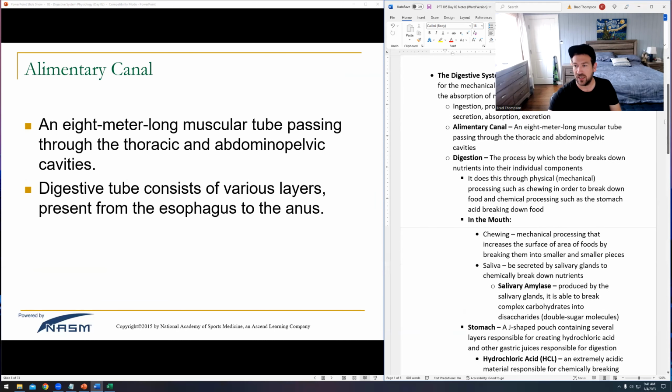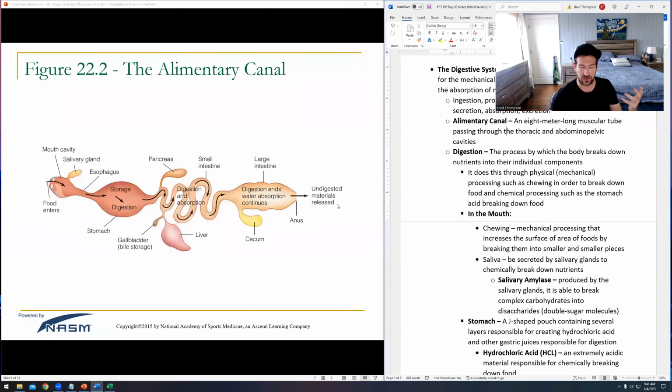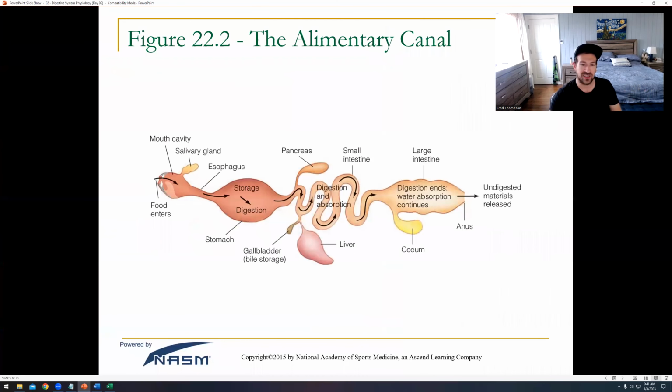So we are mostly talking about the alimentary canal. It's this 8-meter long tube that passes all the way through your thoracic and abdominopelvic cavities. Big fancy way of saying the bottom of your stomach. And it's got a lot of different layers that do different things, right? If we were to lay out your entire digestive system, this is kind of what it would look like. You'd have the mouth here where you would chew things up. You've got some salivary glands, which are going to secrete saliva in there. Again, you've got mechanical processing in the mouth happening from chewing, but you've also got a little bit of chemical processing in there because your saliva helps dissolve food. We talked a little bit about that yesterday.